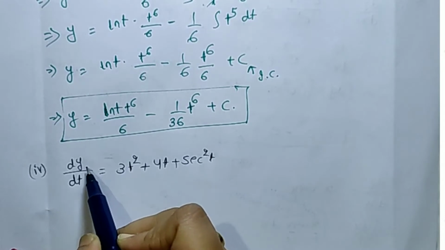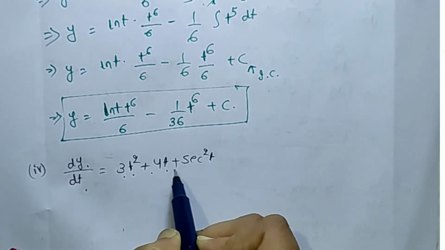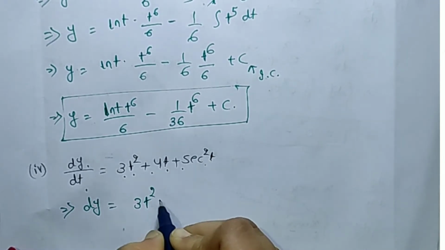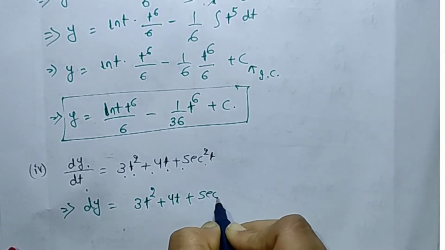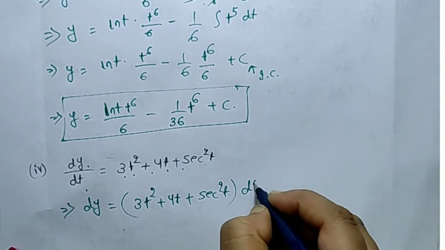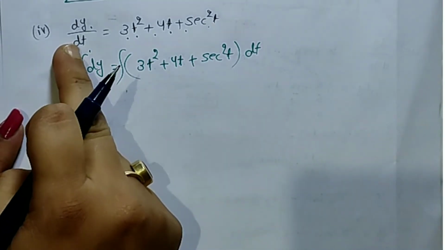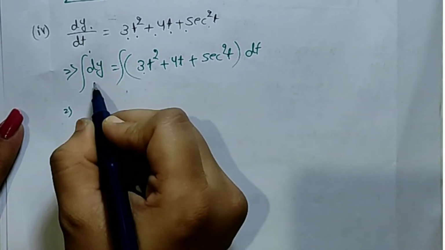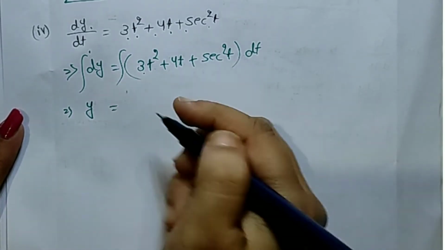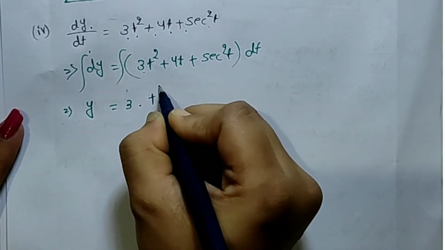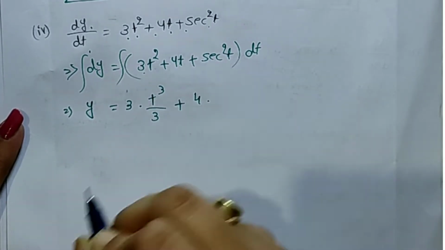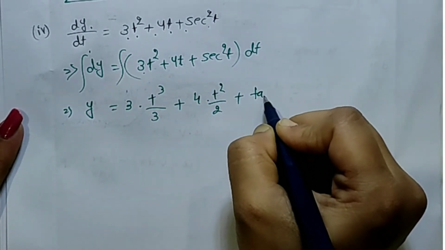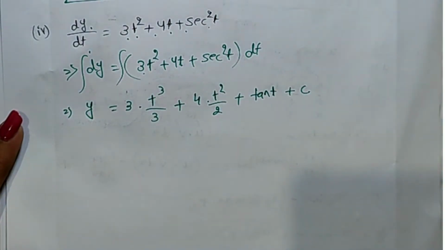Next question is dy by dt is equal to 3t square plus 4t plus sec square t. Implies that dy is equal to 3t square plus 4t plus sec square t, whole into dt. Now integrating both sides, this dt is multiplied here, now integrating both sides. We can integrate each and every element. dy integration will be y is equal to 3 is constant, t square integration will be t cube by 3, plus 4 is constant, t integration will be t square by 2, plus integration of sec square t is tan t, plus c is the integrating constant.